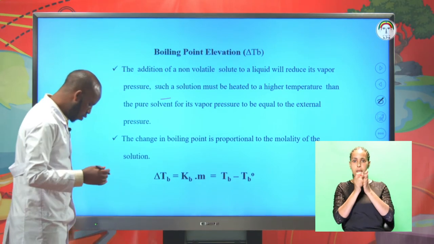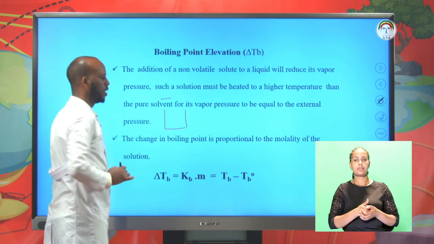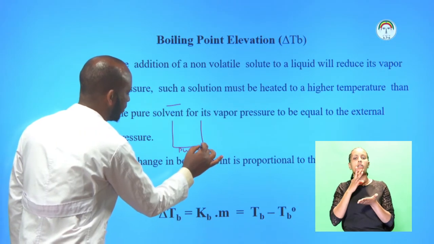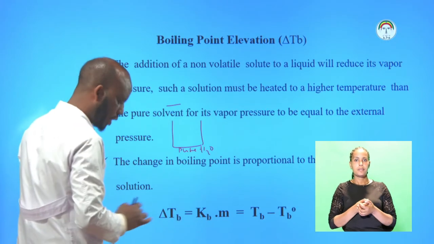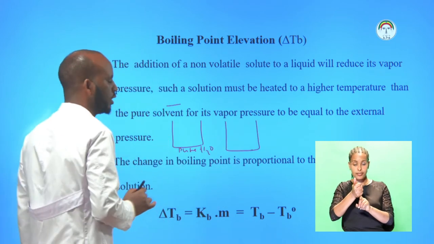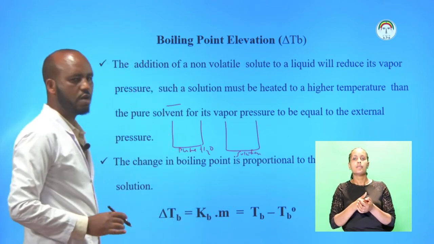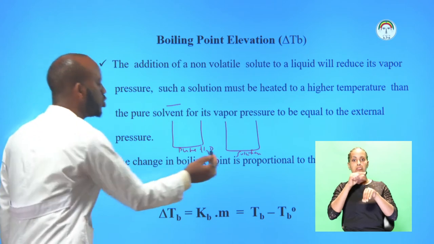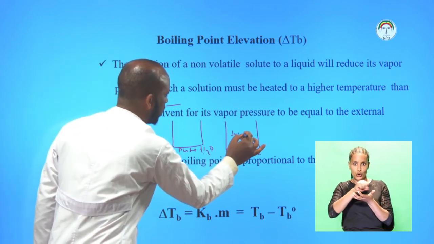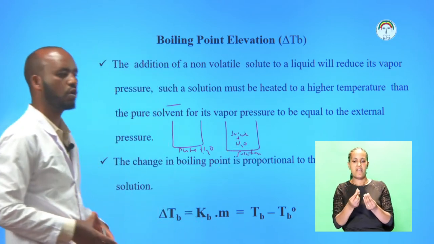For example, look at these two beakers. This beaker contains pure water. The second beaker contains a solution, a non-volatile solute dissolved in water. This is a solution: solute plus solvent, water.